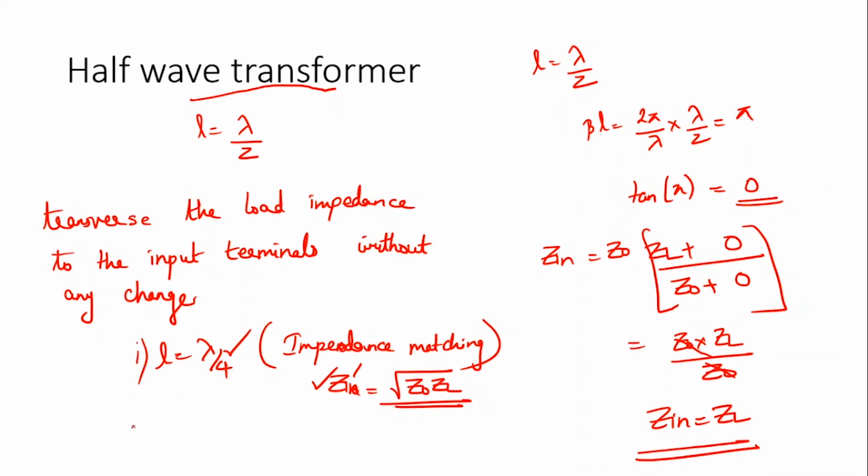In case of the half-wave transformer, you can just extend the length by adding a transmission line of length lambda by 2. Here we proved that there won't be any change in the impedance. So you can transfer the load impedance to the input terminal without any change if we add length in multiples of lambda by 2. So these are the various applications of transmission line.